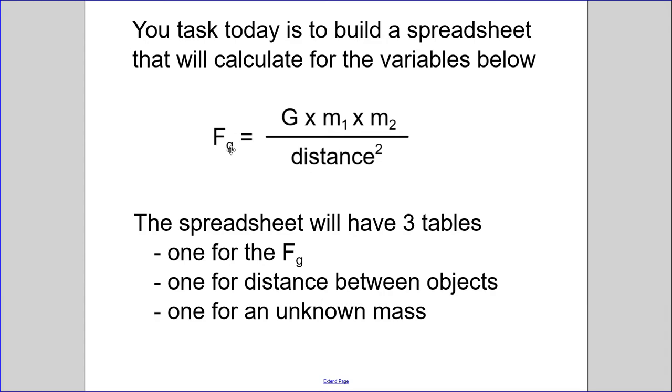The force of gravity. This is not a variable, this is a constant, G. I'll get into more of that in a second. The mass of our first object, the mass of our second object, and the distance between them. So the spreadsheet that you're going to make is going to have three tables. One will be to calculate the force of gravity, one will be to calculate the distance between the objects, and one will be for an unknown mass of one of the objects.